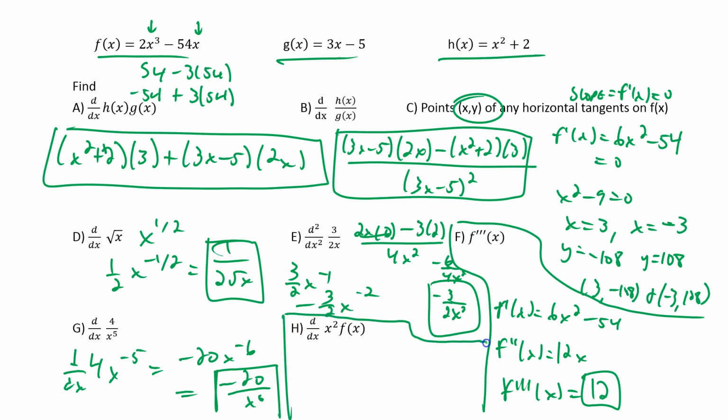All right, h is kind of a cool one. I added this just this time because AP loves to ask questions like this. This is a product of two functions, it's just that I know what one of them is. So f of x we got right up here. Let's leave the x squared alone. Derivative of f of x is 6x squared minus 54. And then plus, this time we leave the f alone, which is 2x cubed minus 54, multiplied by the derivative of this guy, which is 2x. That's it.